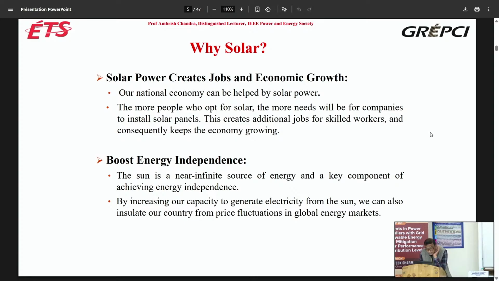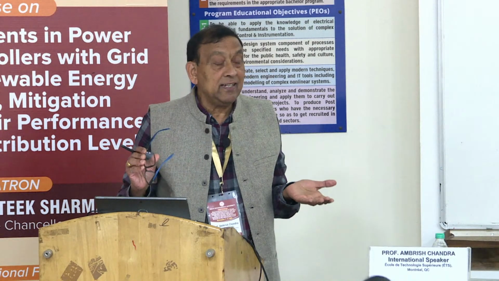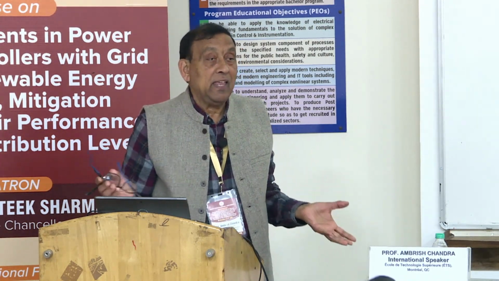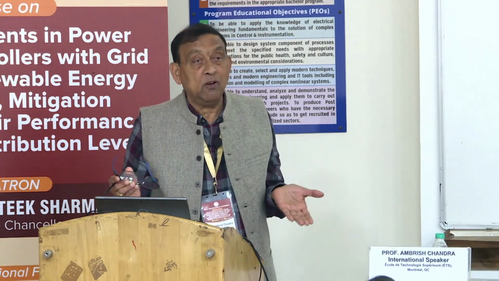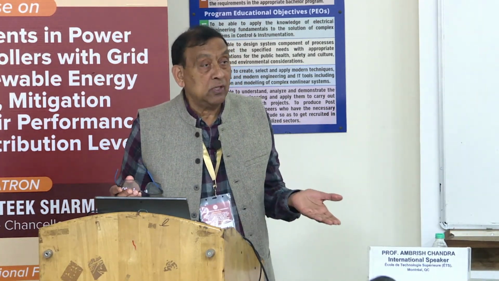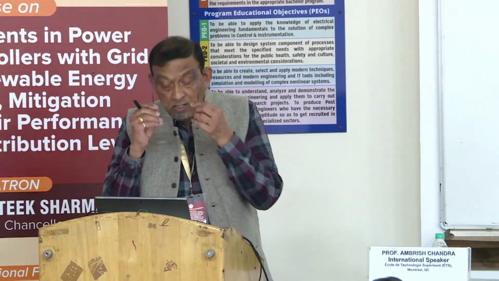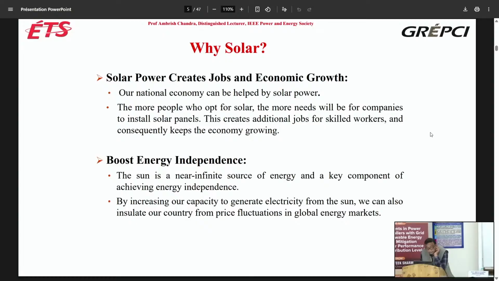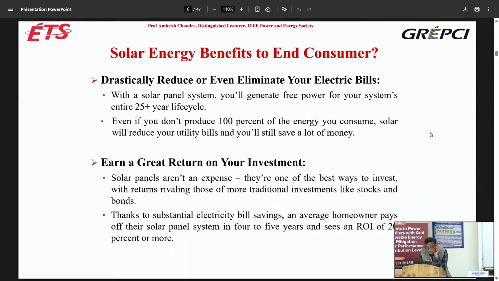Solar power boosts energy independence. The sun is a near infinite source of energy and a key component of achieving energy independence. By increasing our capacity to generate electricity from the sun, we can also insulate our country from price fluctuations in the global energy market. So this is what we actually want, with more and more of the EV market. We have solar energy, which is almost free, and then you will have less consumption of diesel and petrol, so you will be less dependent on other countries. It can drastically reduce or even eliminate your electric bill.